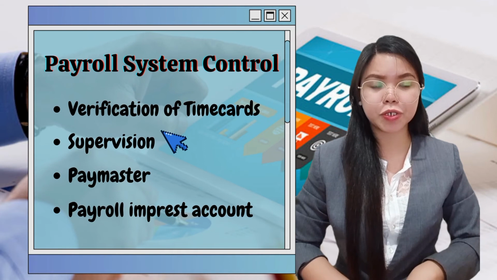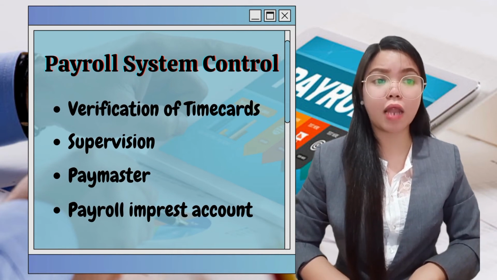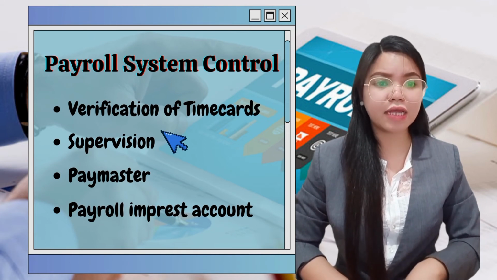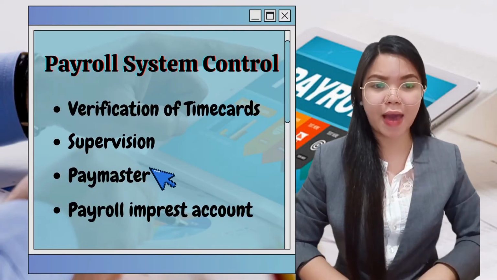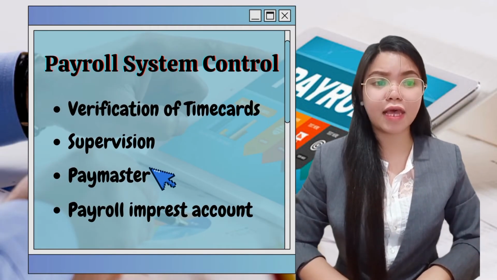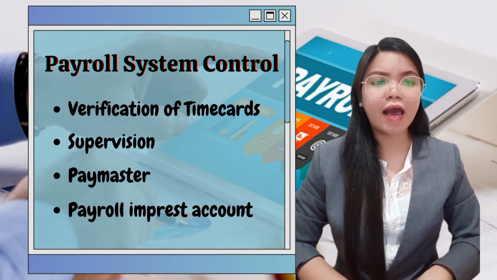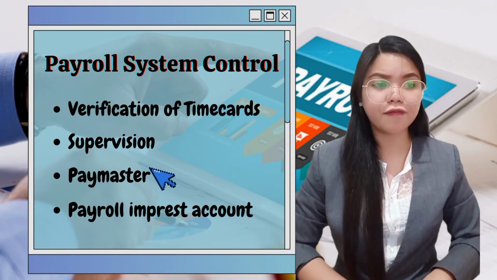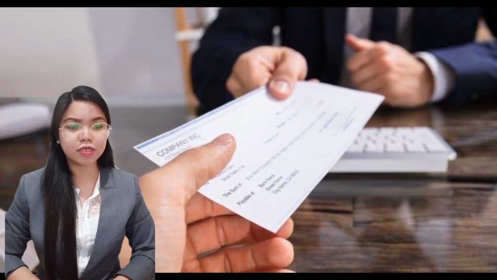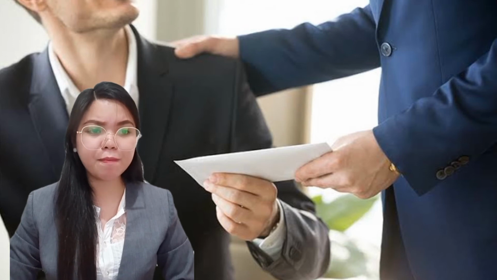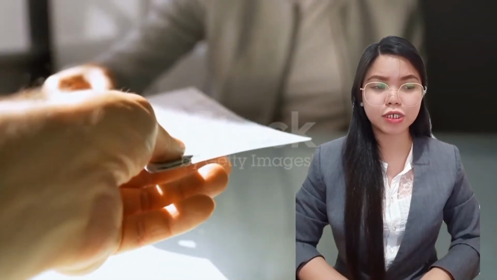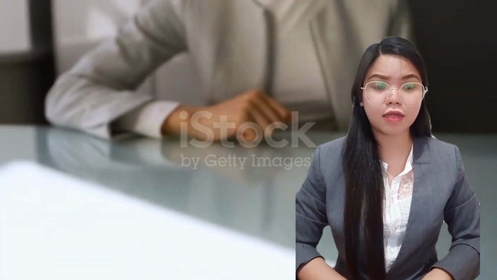Second is the supervision. Sometimes an employee will clock in for another worker who is late or absent. Supervisors should observe the clocking process and reconcile the time cards with actual attendance. The third one is the paymaster. The use of an independent paymaster to distribute checks rather than the normal supervisor helps verify the existence of the employees. This control is useful in uncovering a fraud whereby the supervisor is pretending to distribute paychecks to nonexistent employees.